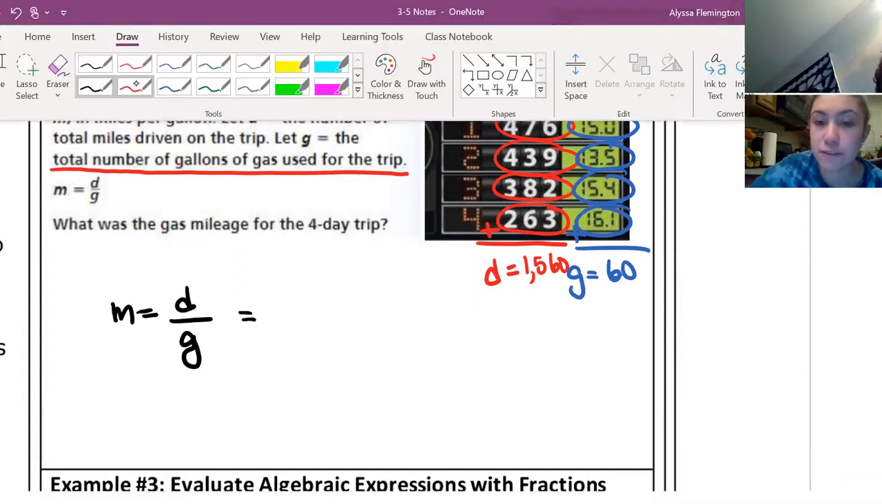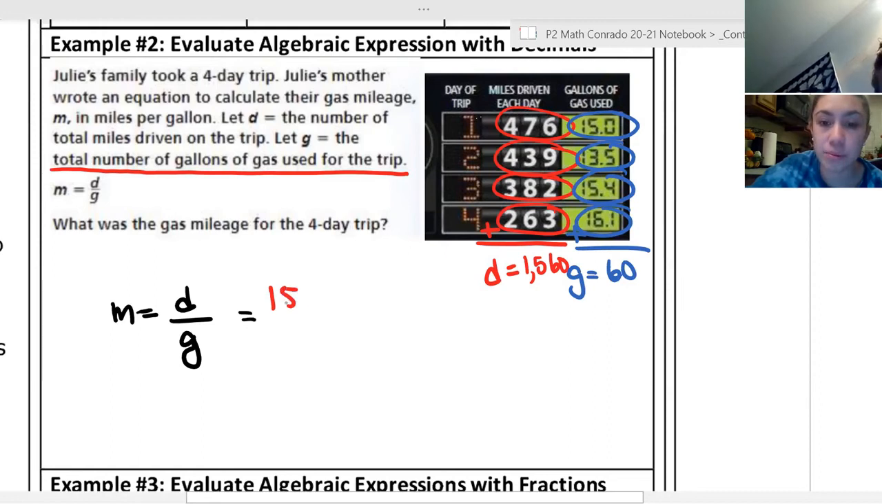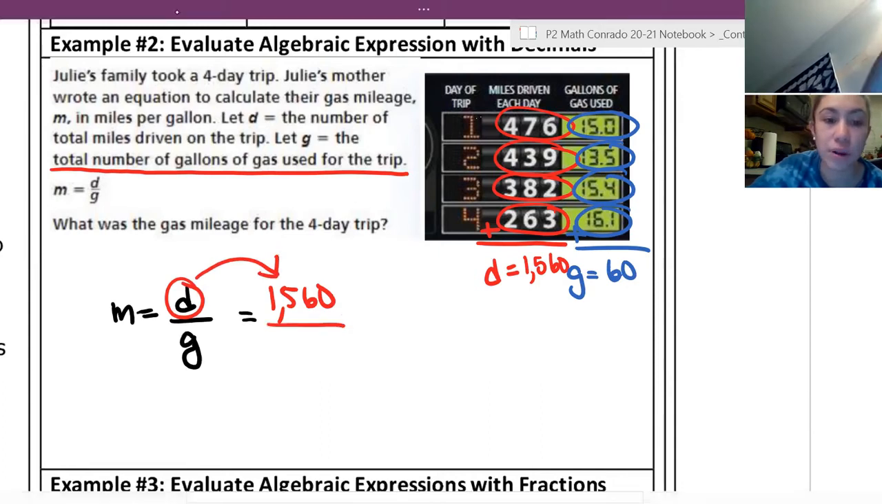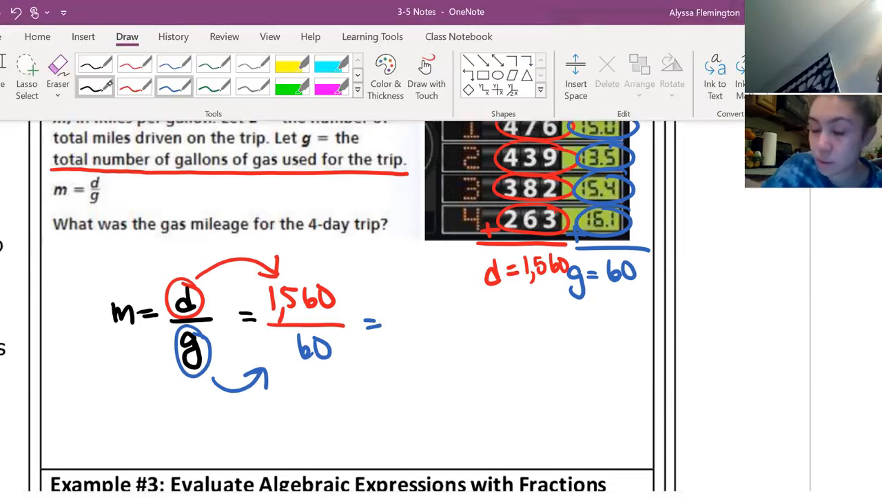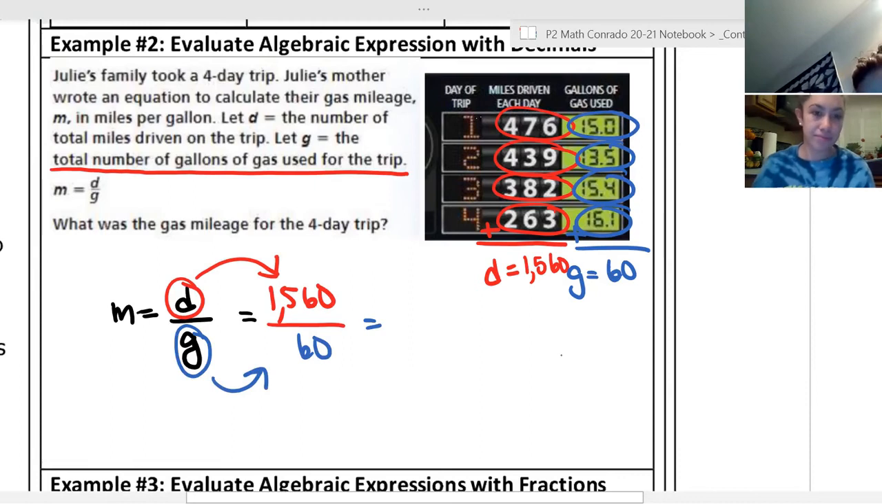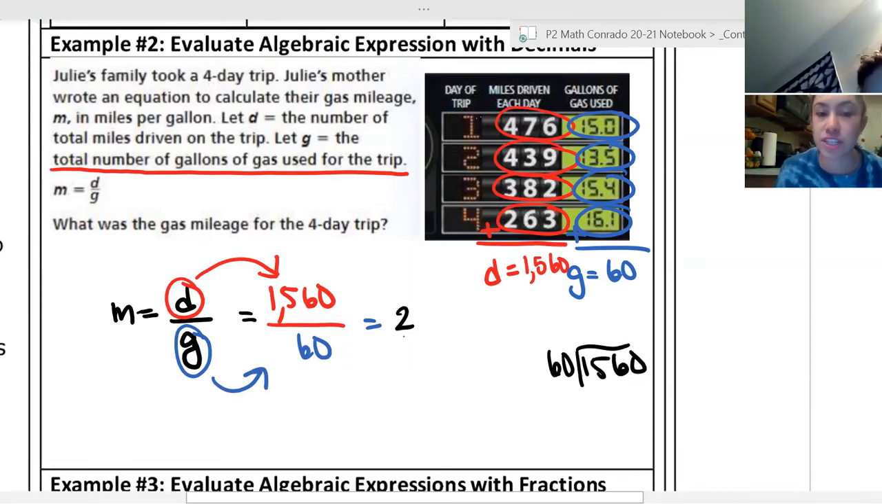We put 1,560 on the top. We use a fraction line to represent the operation of division. So we put 60 on the bottom for g. And when we divide, we get 26. So the gas mileage for this 4-day trip was 26 miles per gallon.